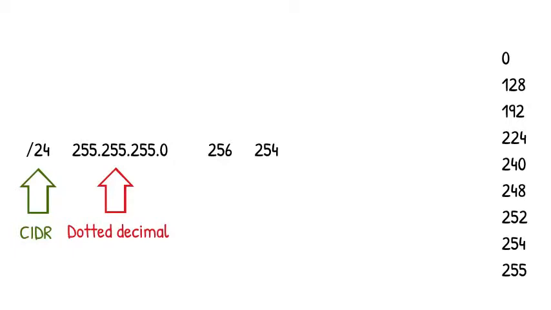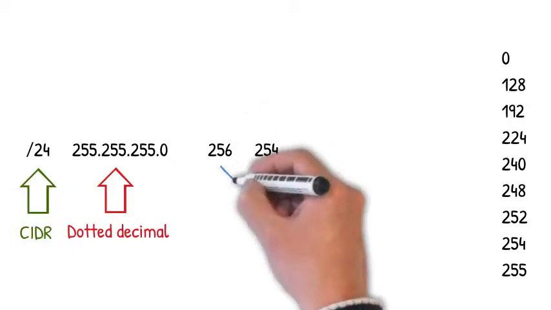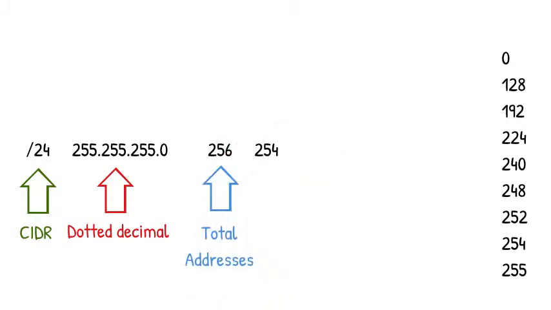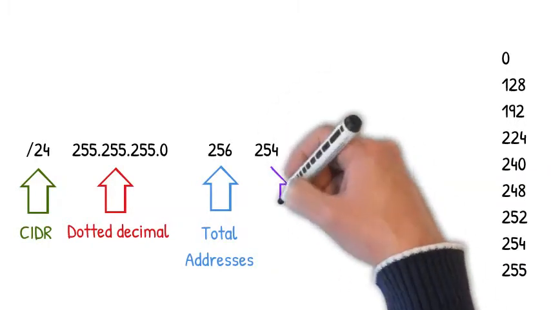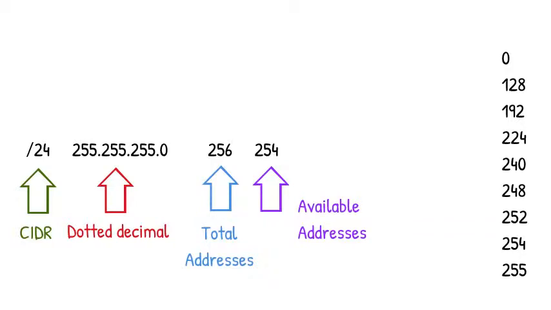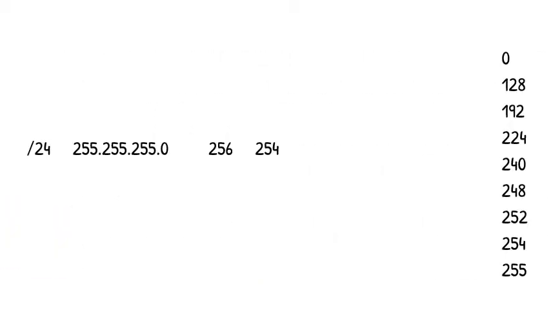Now, this subnet is going to give us 256 total addresses, but remember, we're going to lose two, one to our network ID, one to our broadcast. So we're going to have 254 available addresses, and that's what this last number is. It's our total addresses minus two. So let's clear this out so we can continue building our subnetting cheat sheet.